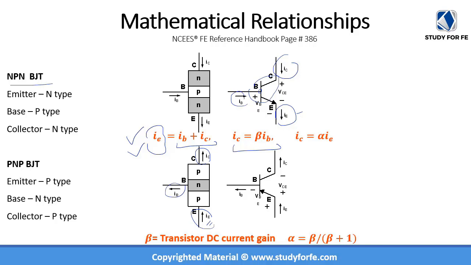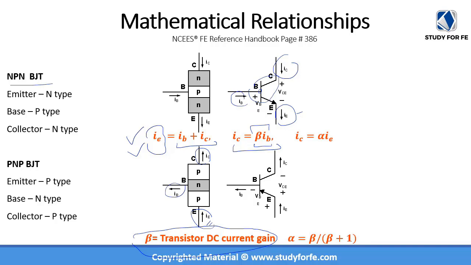It's a property of the BJT that the collector current is related to the base current with this relationship. IC is equal to beta times IB, where beta is the transistor DC current gain, and it is a property of the transistor. It would be provided to you in the question, so you don't need to worry about it.